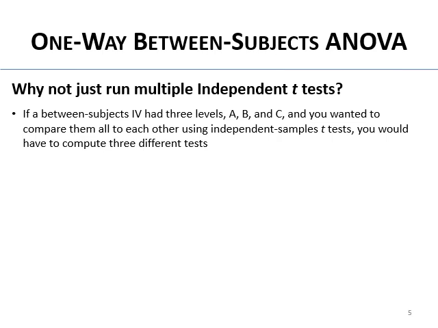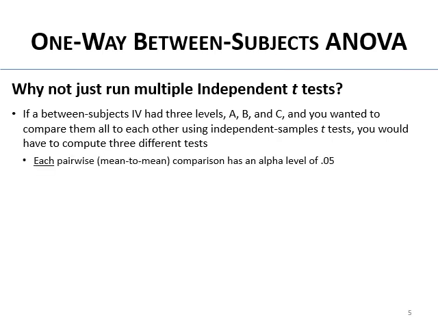So let's say the between subjects IV has just 3 levels, the simplest form of this: A, B, and C, and you want to compare them all to each other. So you want to be able to say this one's higher than that one, and that one's higher than that one, or not, whatever your hypotheses happen to be. You would have to compute 3 different tests to do all those pairwise comparisons.